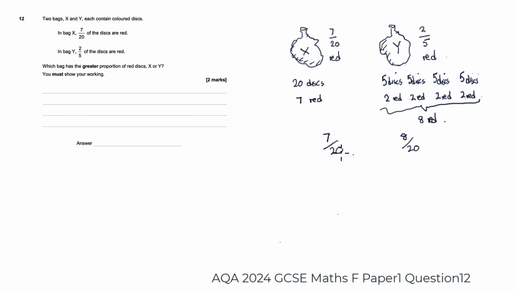And 7/20ths is less than 8/20ths. So this is the greater proportion. So we can say that Y has the greater proportion of red discs than X. And we still don't know how many discs are in these bags.